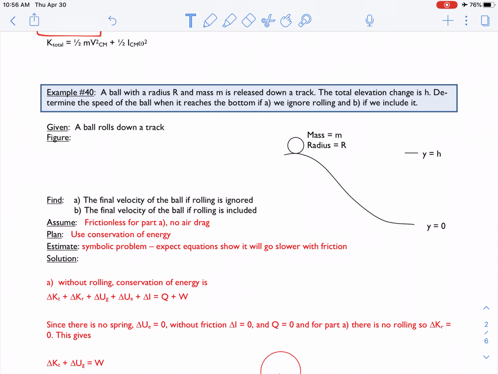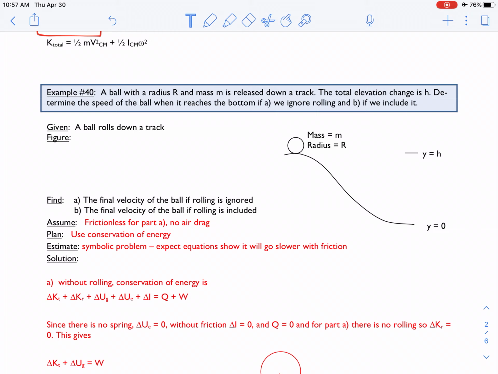Okay, so for the first part, since rolling is ignored, that means there's no grab, right? There's no friction. So it's just going to slide. There's no kinetic friction, no static friction, nothing. And so it's just going to be a sliding case because there's no rolling. It's kind of hard to imagine this. If you push a barrel down the hill, you'll see that it's rolling because there's friction in real life, right? But just assume that it's not rolling in the first case.